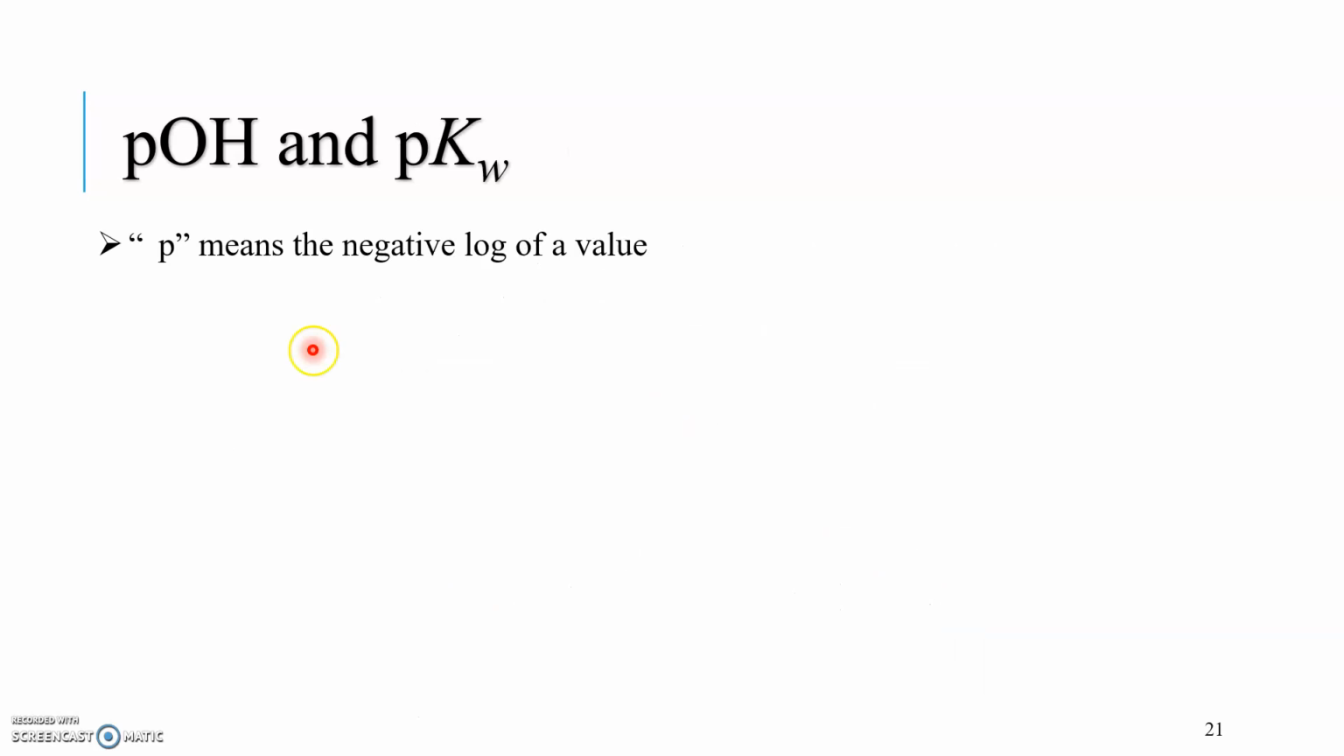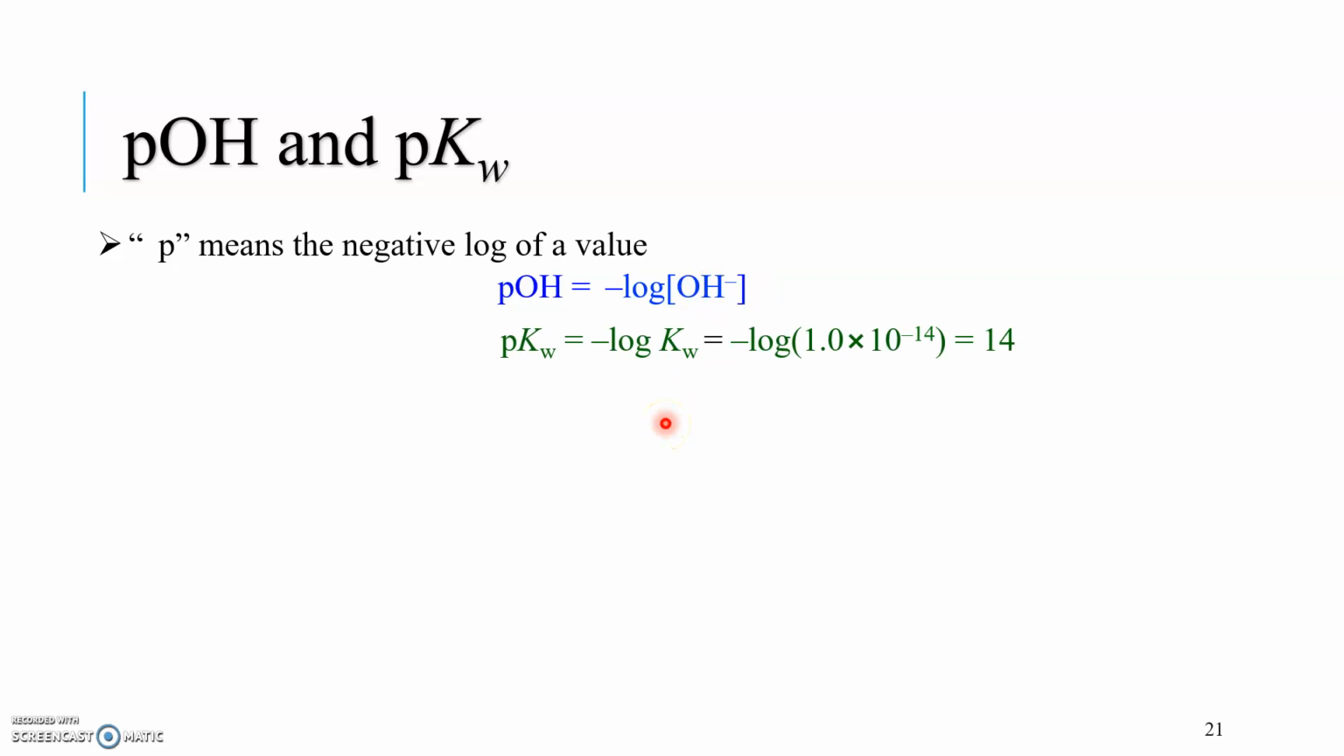Now, what is pOH and pKw? So remember, when we talked about the pH, we took the negative log of the concentration of H3O plus. So the p itself means to take the negative log of a value. So when I talk about pOH, it's going to be the negative log of the concentration of OH minus. When I talk about the pKw, it is equal to the negative log of Kw. Remember, Kw is 1.0 times 10 to the negative 14. So pKw is simply 14.